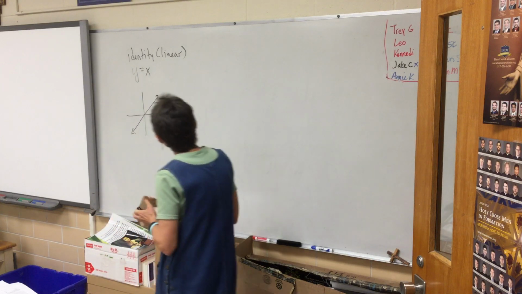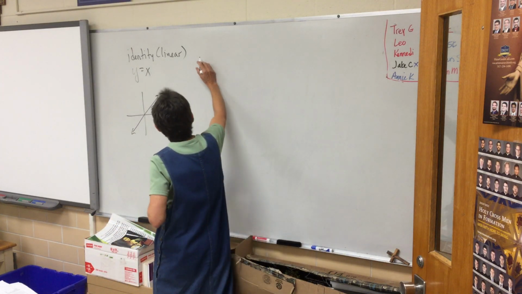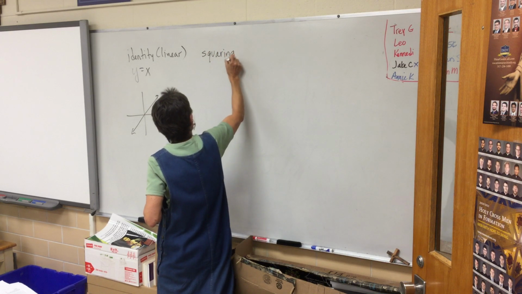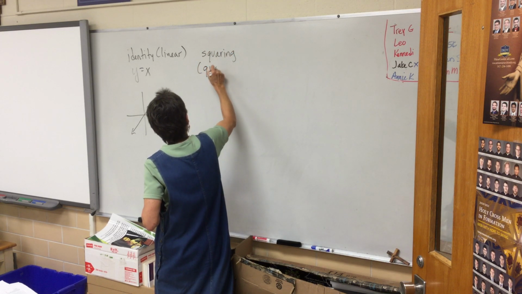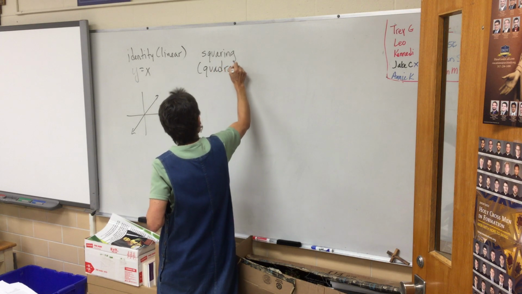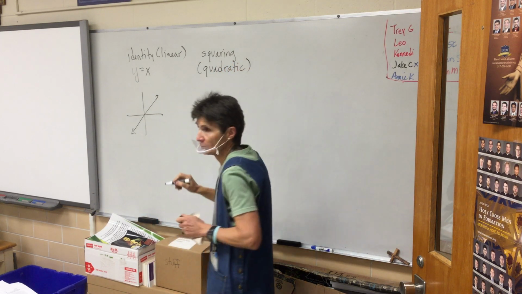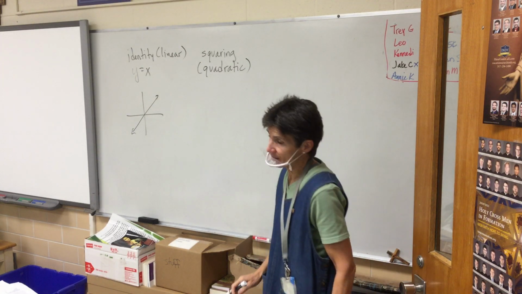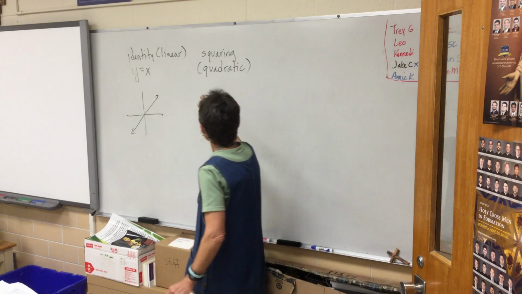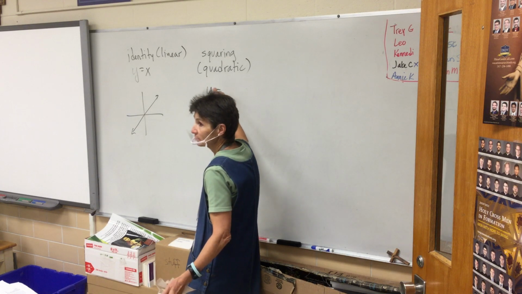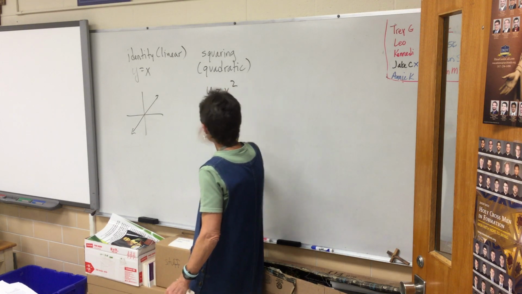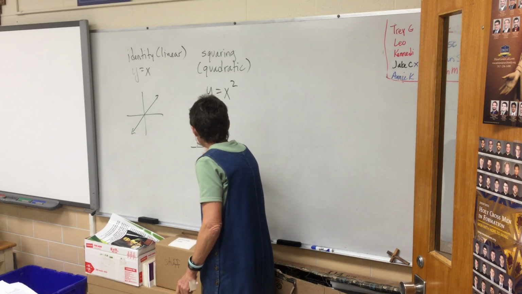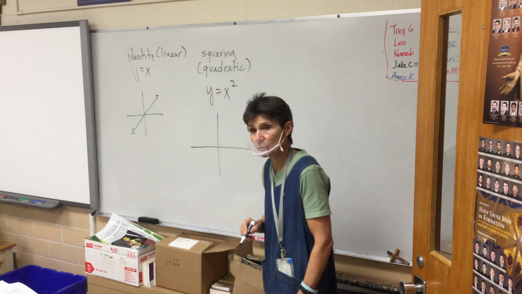That's the first one. Now, the next one is the squaring function, which is also known as the quadratic. And again, it doesn't matter. Call it one or the other. What do you think its equation is? If it's the squaring function, y equals x squared. Indeed. And what is its shape? We know, what do x squareds look like?